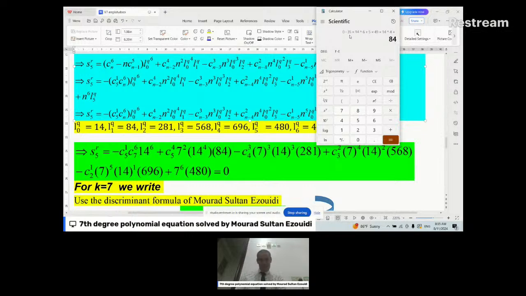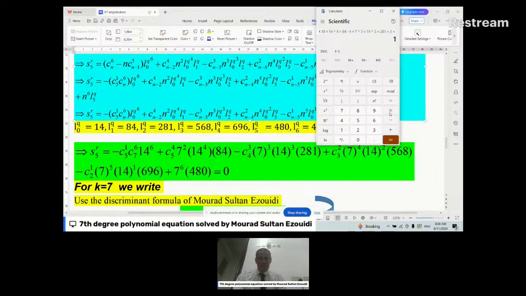We have negative 35 times 14 raised to the power 6, plus 5 times 7 squared, 49, times 14 raised to the power 4 times 84. Correct. We reached this. Now minus 4 times 7 cubed. I will write 7 cubed as it is, so as not to confuse my learners. Times 14 cubed, times 281, plus 3 choose 2 is 3.